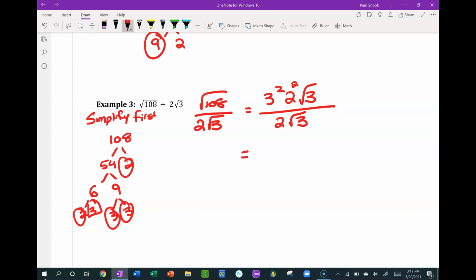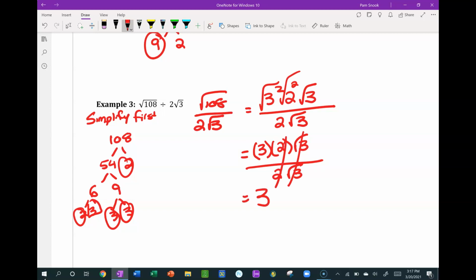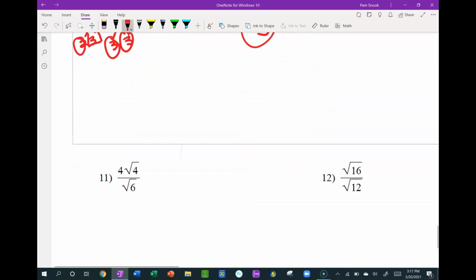So now take a look. When I square root my 3 squared and square root my 2 squared, what happens is the 3 comes out from the 3 squared. The 2 comes out from the 2 squared. The square root of 3 stays under the radical. We were dividing all that by 2 square root of 3. Those cancel, those cancel. So 3 is the final answer for this one.